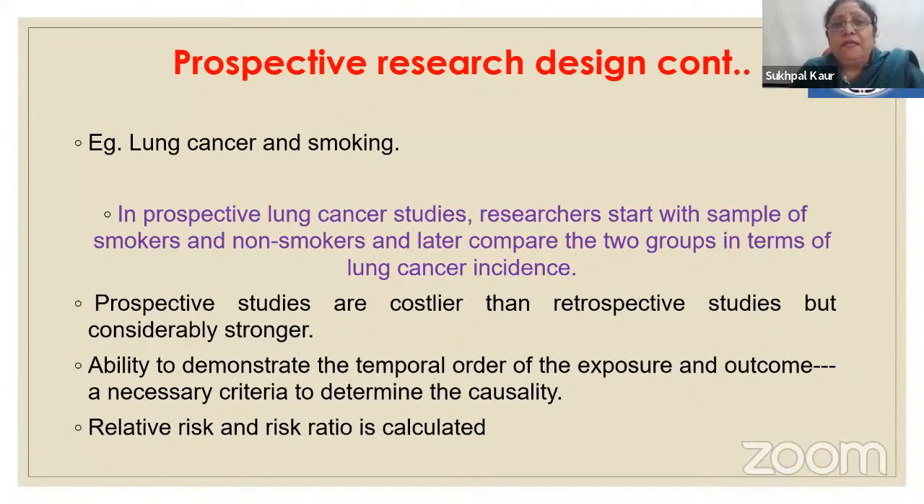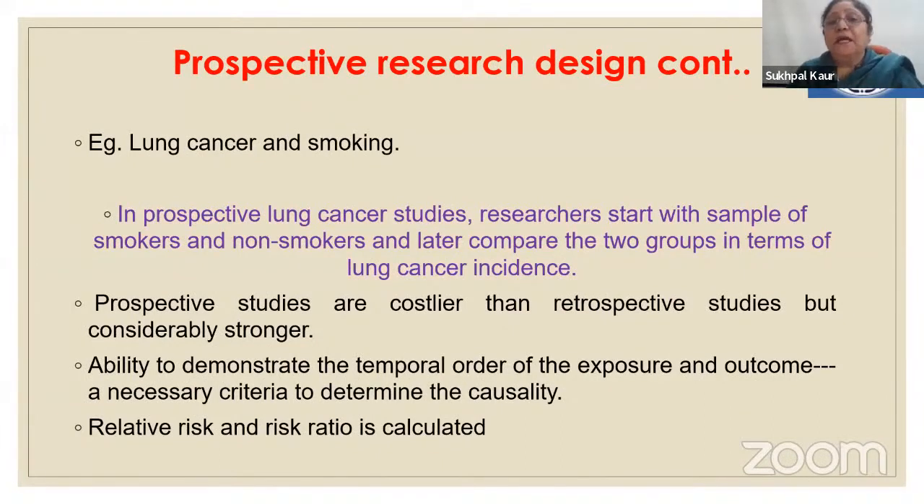For example, you can look here, we can always go for lung cancer and smoking. Just a simple example. In prospective lung cancer studies, the researchers start with a sample of smokers and non-smokers and later compare the two groups in terms of lung cancer incidence, that is, how many smokers develop lung cancer and how many non-smokers develop lung cancer. And then we can always statistically analyze the result.